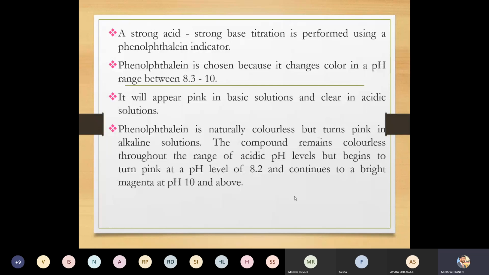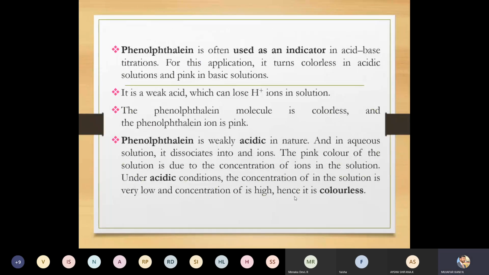Phenolphthalein is naturally colorless but turns pink in alkaline solution. The compound remains colorless throughout the range of acidic pH levels but begins to turn pink at a pH of 8.2 and continues to bright magenta at pH 10 and above. This is the reason: below this pH it is colorless and above it is colored. The phenolphthalein molecule is colorless and the phenolphthalein ion is pink.